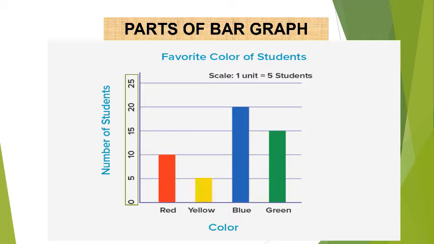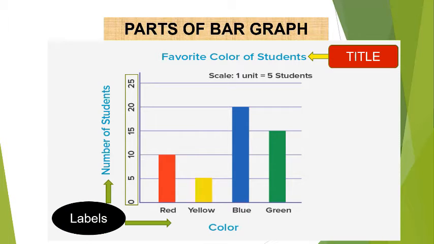Now comes the parts of a bar graph. Every bar graph has one title which tells us what the bar graph is about. Like in this, the title tells about the favorite color of students. Then comes the labels. Both side and bottom of the bar graph has labels which tells us what kind of data is shown. Like in this, horizontal axis tells about the color and vertical axis tells about the number of students. Then comes the scale. Scale tells us the number each block is equal to. Like in this, it shows that one block is equal to 5 students.